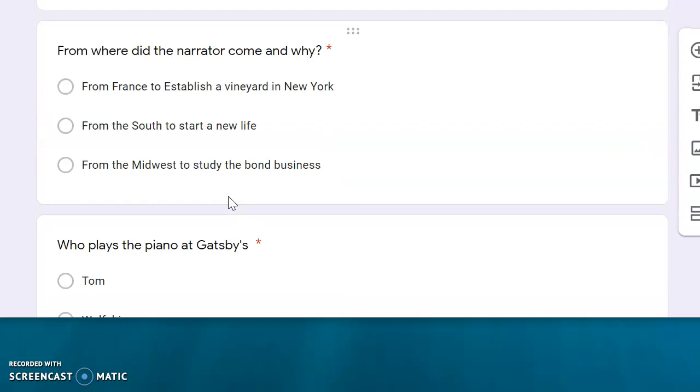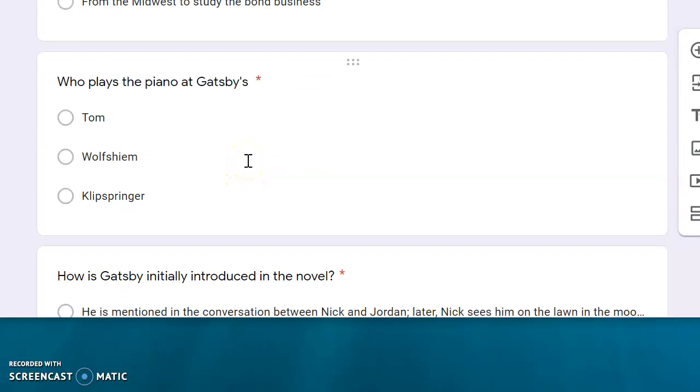From where did the narrator come and why? From France to establish a vineyard in New York. From the South to start a new life. From the Midwest to study the bond business. Who plays the piano at Gatsby's? Tom, Wolfsheim, Klipspringer.